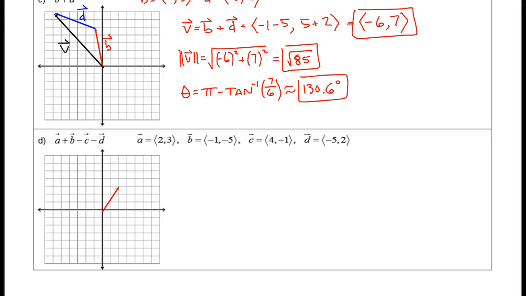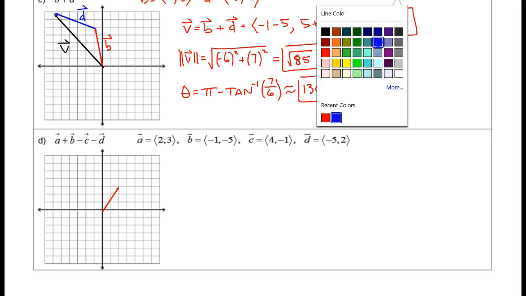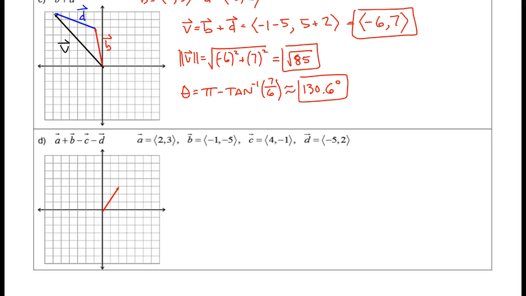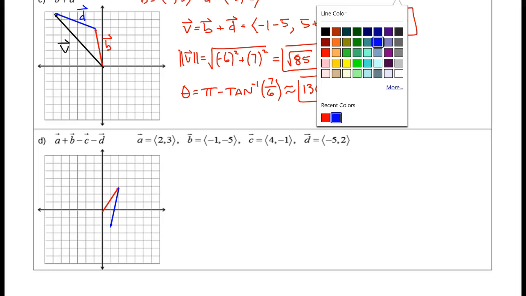So there's vector A. I'm going to add to that vector B, and vector B has a horizontal component of -1 and then -5. 1, 2, 3, 4, 5. And I'm lining each of these vectors up tail to tip.